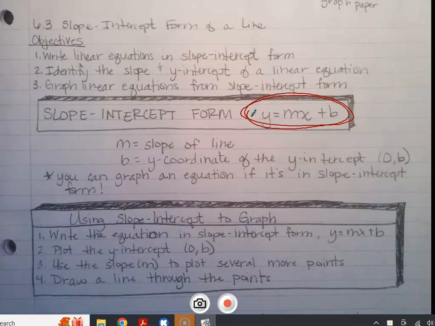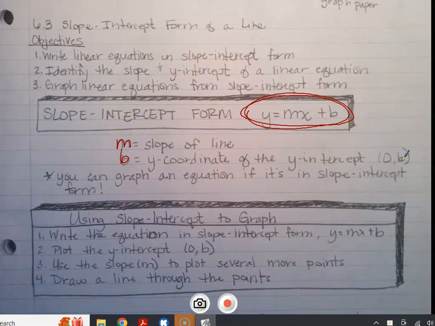I remember this. Okay, so m, like always, m always stands for the slope. M is always in front of your x. You should always write it in that correct format. B is the y coordinate of the y-intercept. So 0, comma b is your y-intercept. It's always where it's going to cross your y-axis. You can graph an equation if it is in slope-intercept form. You can pick out the slope and the y-intercept, you graph the y-intercept, and then use the slope to graph more points. It's super simple once we get it in slope-intercept form.